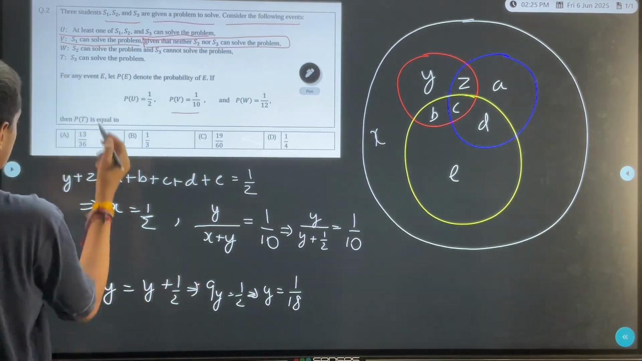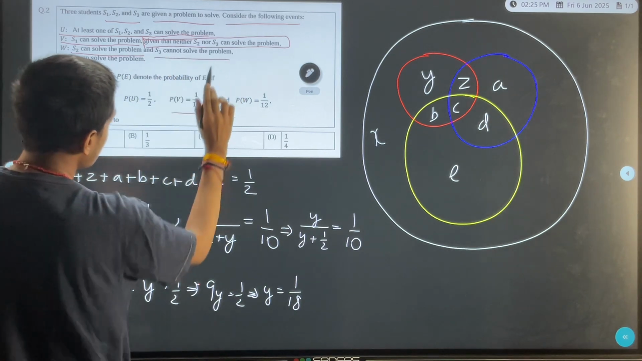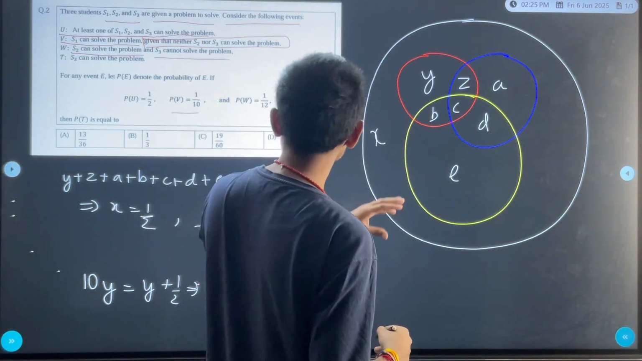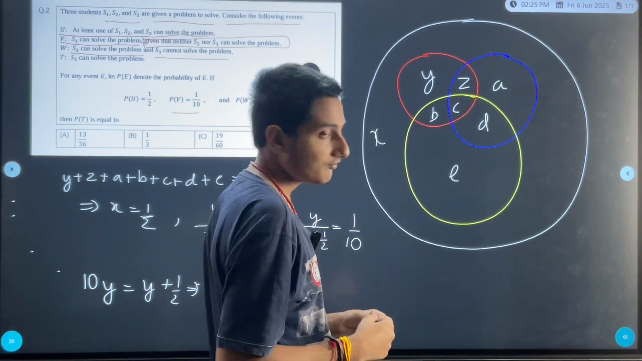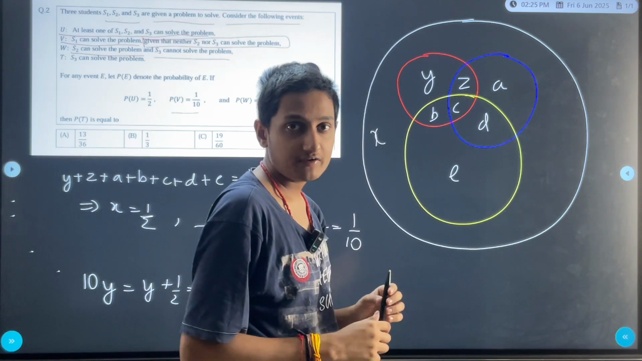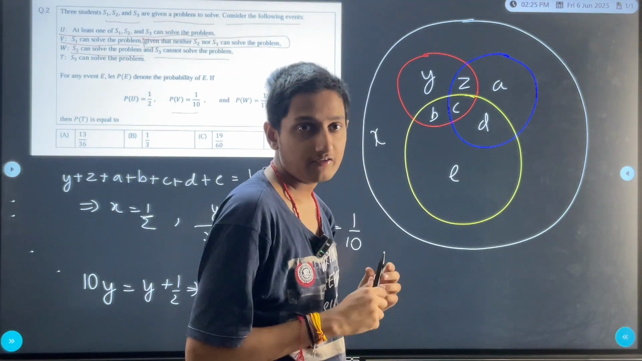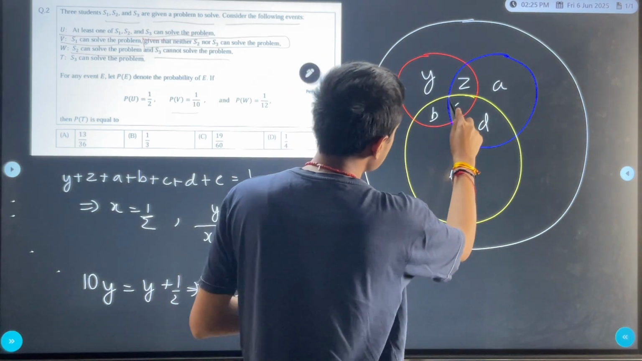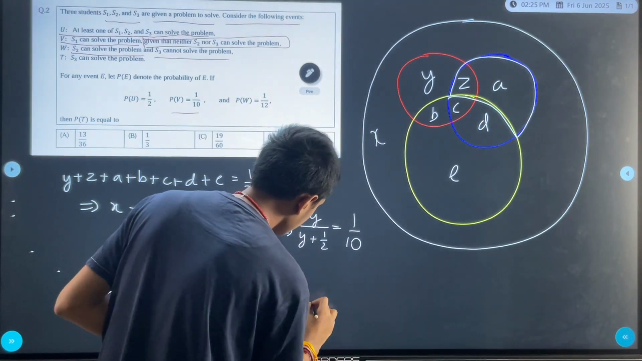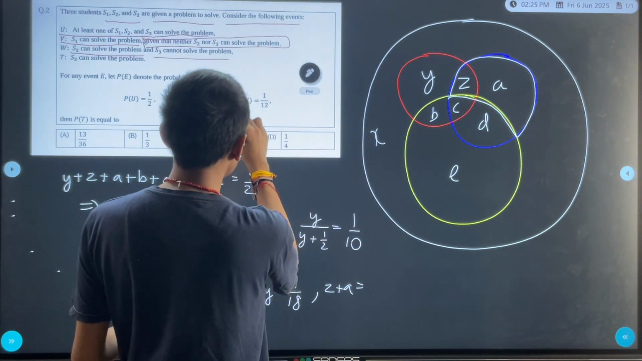Alright. Next, the event W. S2 can solve the problem, S3 cannot solve the problem. So, within this entire region, the blue region is where S2 can solve the problem, and anywhere out of the yellow region is where S3 cannot solve the problem. So, we need to take intersection of these two regions, which will give us this region Z plus A. So, we can also write Z plus A, and this is given as 1 by 12.